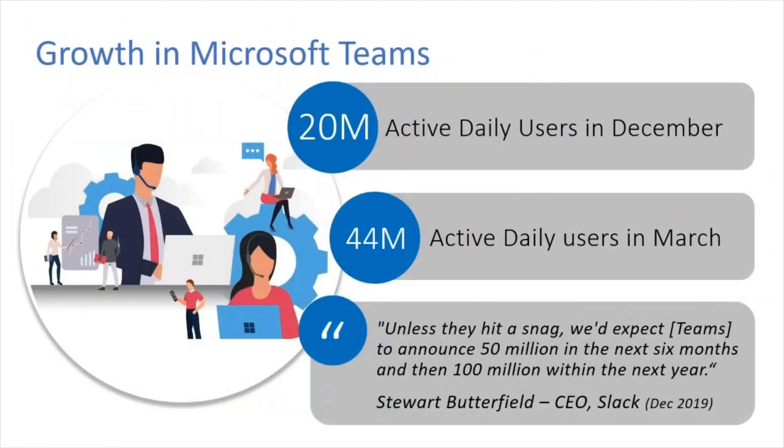So Microsoft Teams is growing fast. It's the fastest growing business app in Microsoft history. It's giving users a platform to chat, meet, share files. Everybody knows that, and work in Office 365. In December, Microsoft had 20 million daily active users in Teams, and that grew because of the crisis we are in to 44 million daily users in March, and soared even to 77 million users in May.